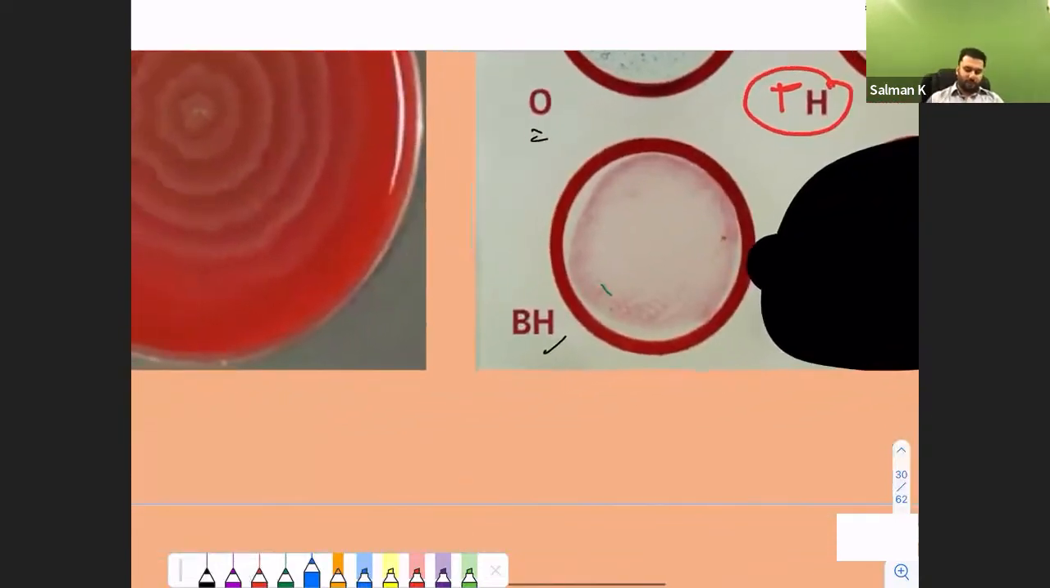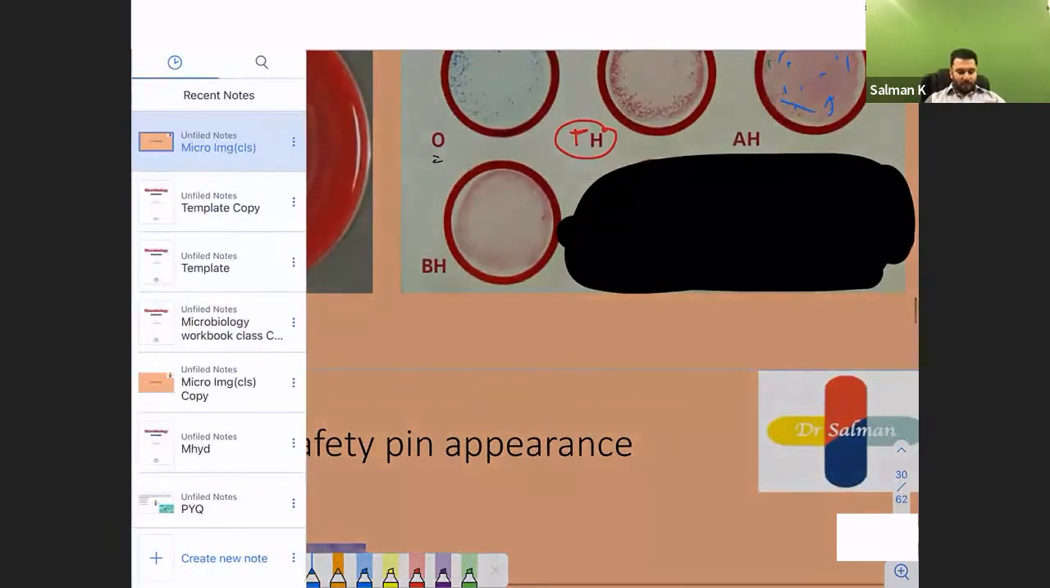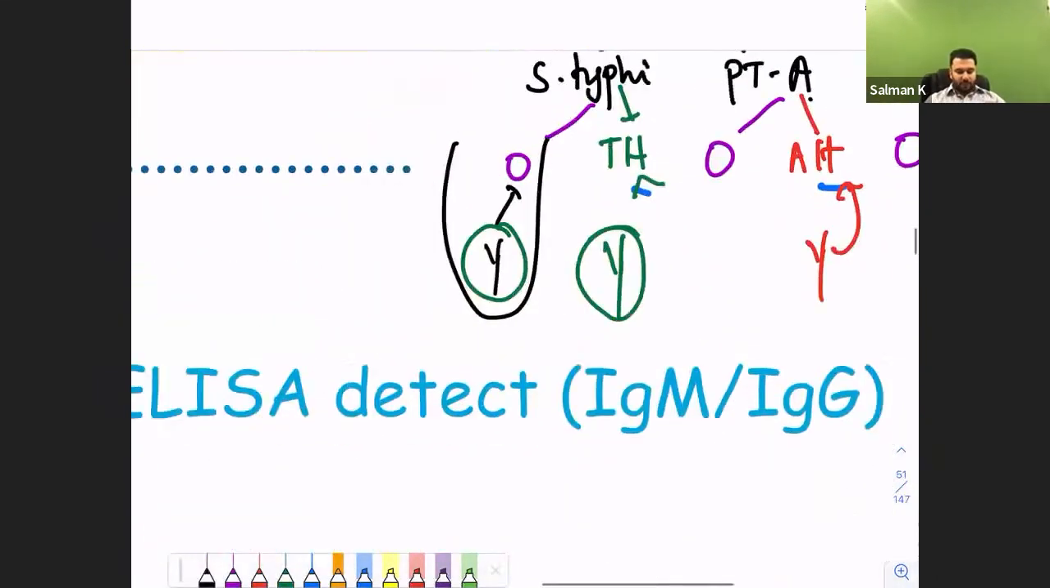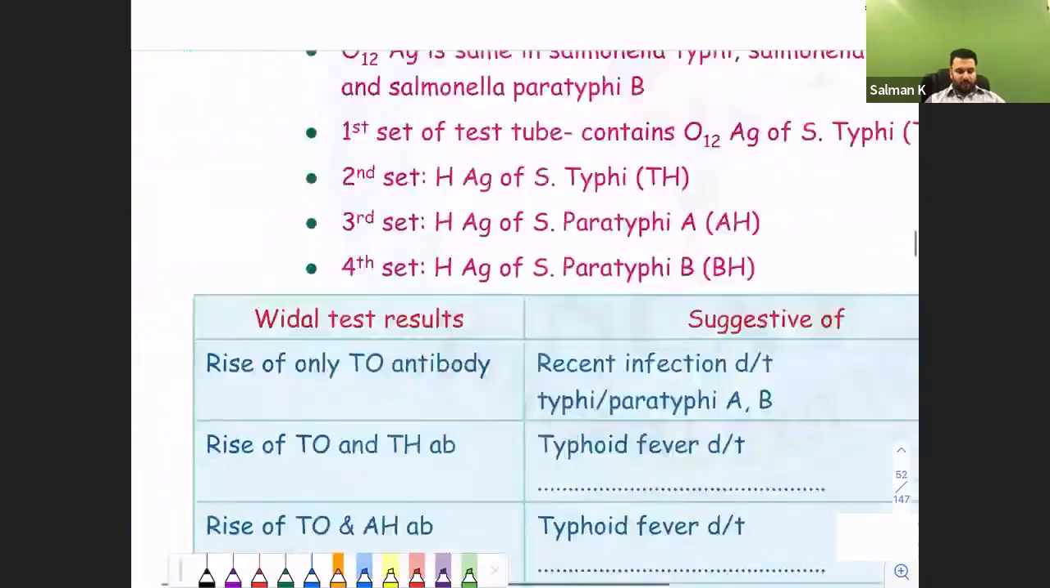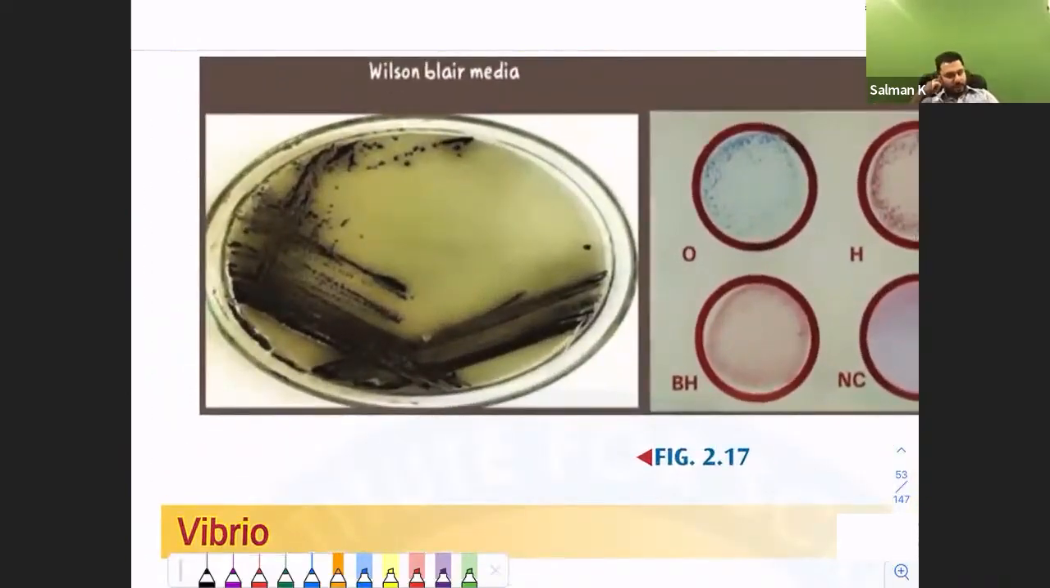If you would have seen the clumps here, assume, then you should have called it as paratyphi B. Okay. So that's your Salmonella typhi. Please know, very important, on Wilson Blair media, this guy is going to form black color colonies, jet black colonies on Wilson Blair media. It is a feature of Salmonella typhi.